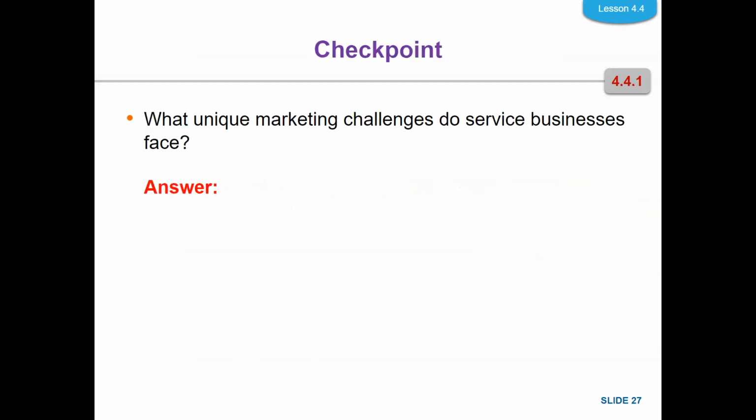112. So checkpoint for 4.4.1 is what? What unique marketing challenges do service businesses face? So that is going to be in the half page on page 112. You'll find the answer to that question.